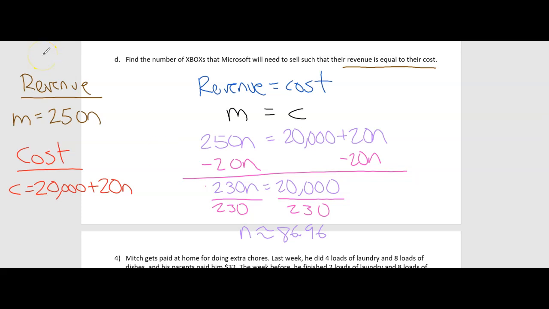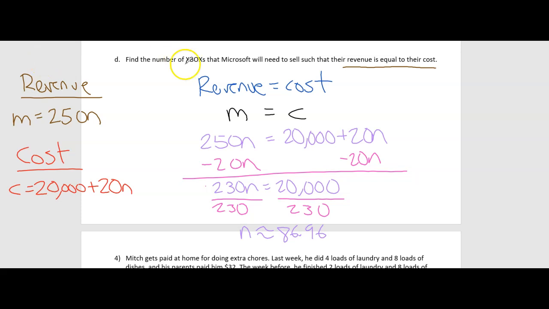And if there was a question on the exam, it would probably be one where this value comes out to be a whole number. But in real life, not always will things come out nicely. So we have to think about, okay, if we get a fraction here, what does that mean? Well, it means if we sell less than 86.96, so 86 or fewer Xboxes, our cost is more than our revenue. And if we sell more than 86.96, so if we sell 87 or more, then our revenue is going to be greater than our cost.